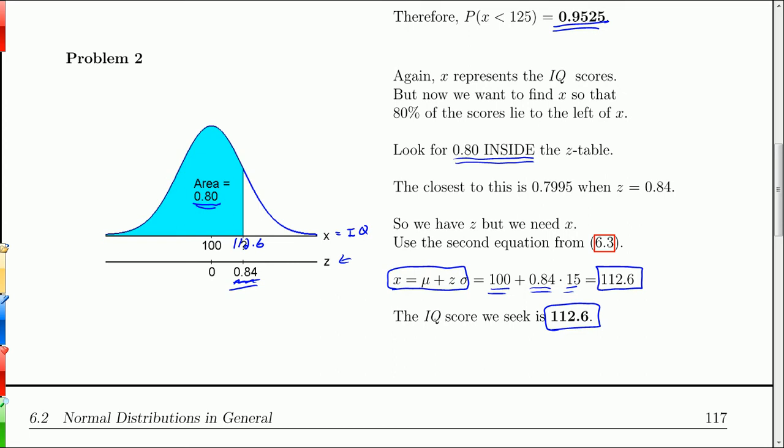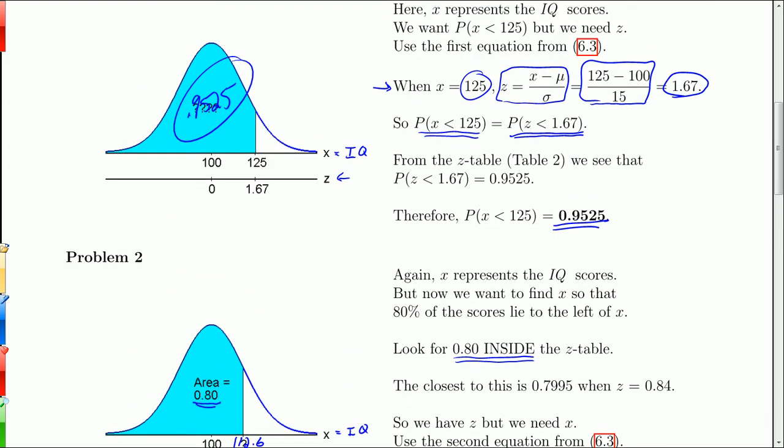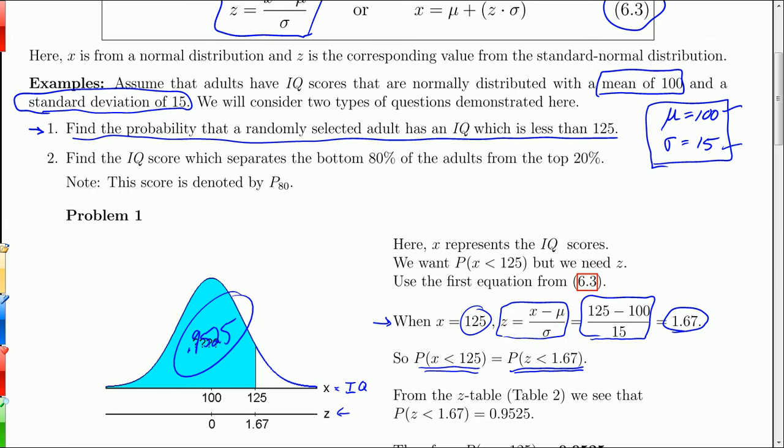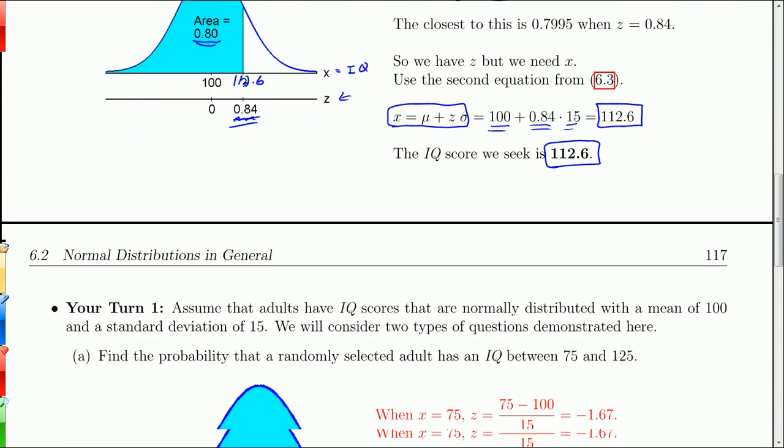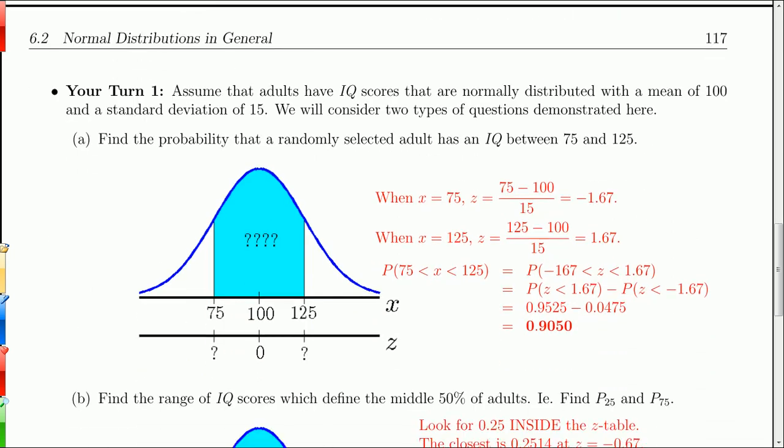Alright, so those are the two types of problems. In the first problem, you're given a value and you have to find the probability. In the second type of problem, you're given a probability and you have to find the value. Okay, so let's move on to the your turn problems. And we're going to stick with the IQ demonstration, because they're easy numbers.